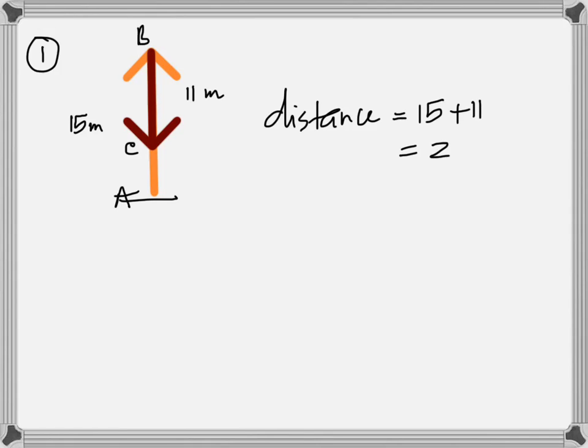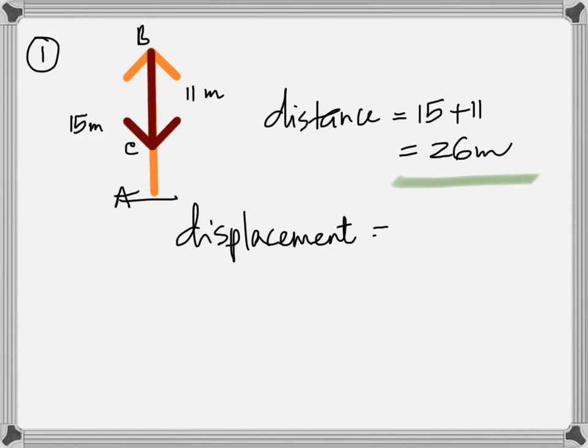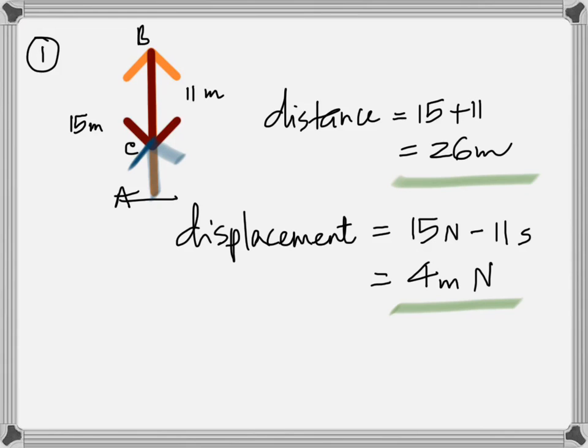So while the distance is just the sum of the two, displacement is from the starting point to the finishing point. So it's 15 minus 11. That is going to be 4 meters to the north. So actually the displacement is going to be this much, 4 meters to the north.